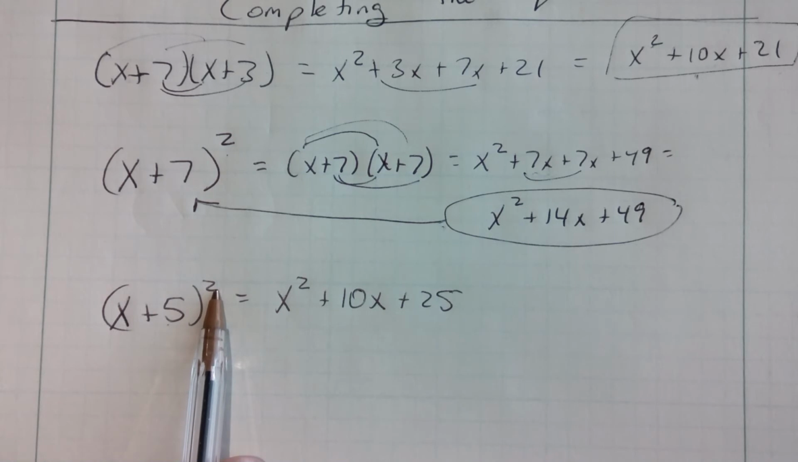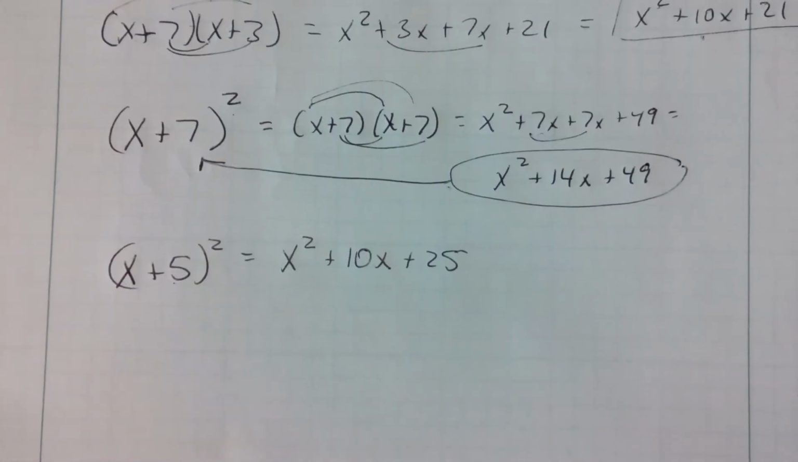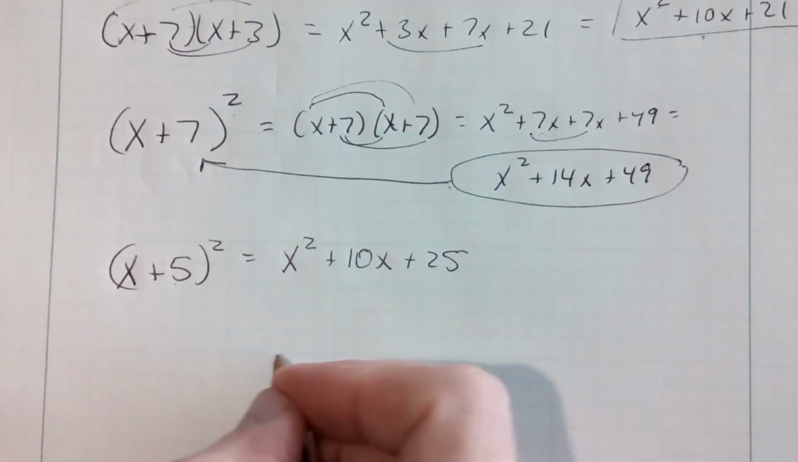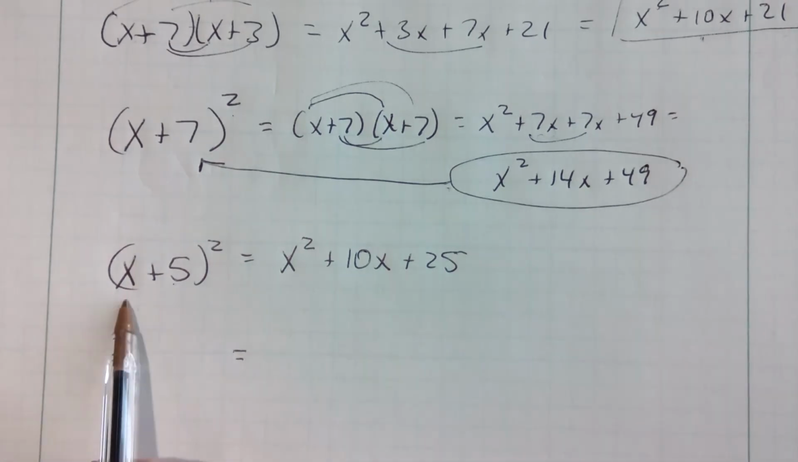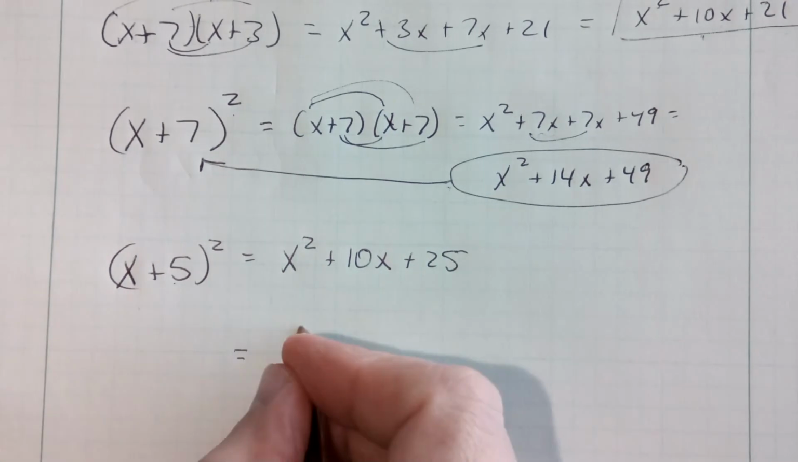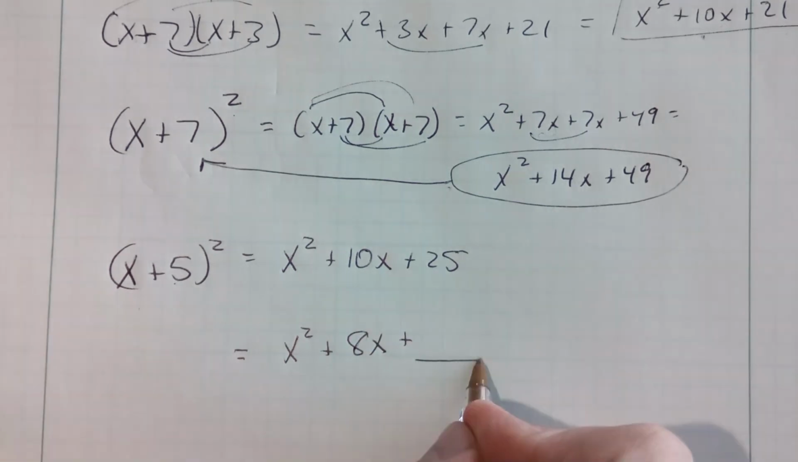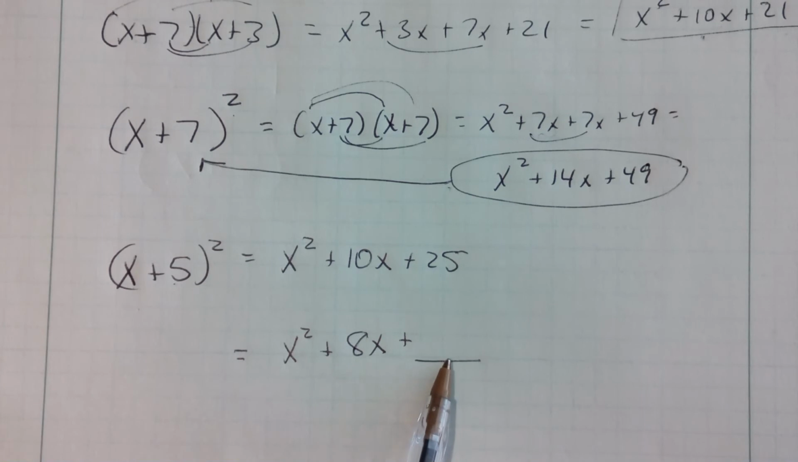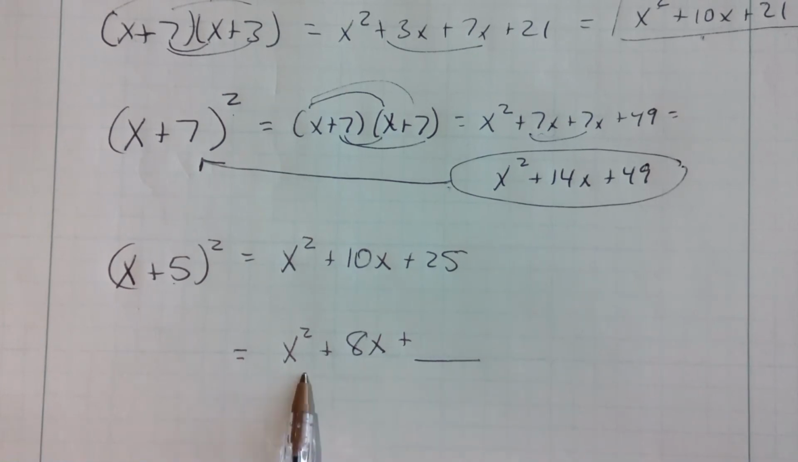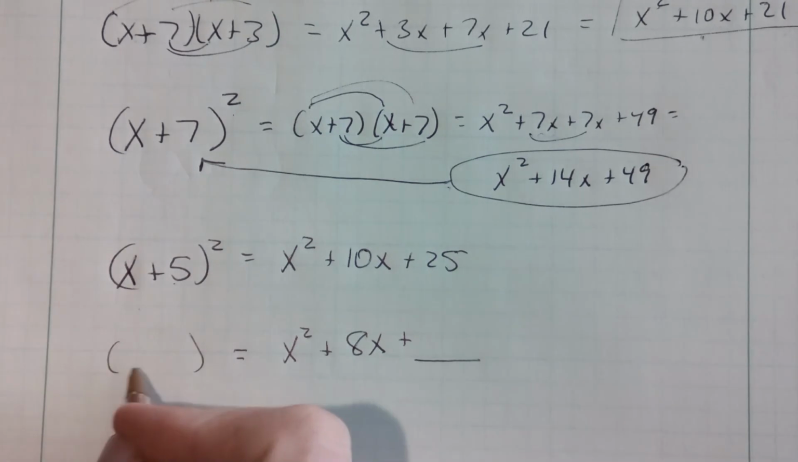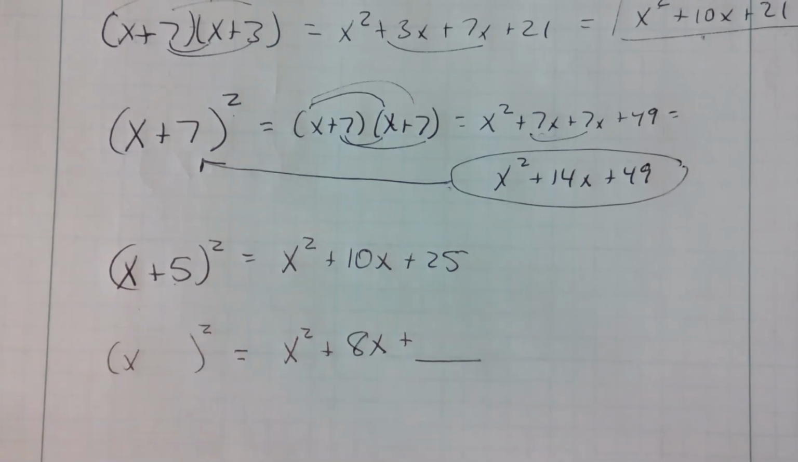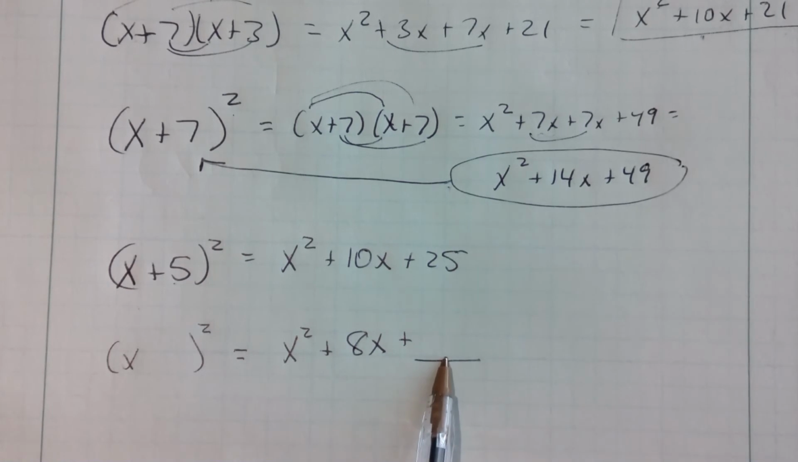Well, knowing that will help us to what's called complete the square. And what I mean by that is this. Let's say that I gave you not the binomial squared, but I just gave you x squared plus 8x plus some number, and I wanted this last number here to be the right number to make this a perfect square. In other words, to make it some simple binomial squared. What would this number have to be?